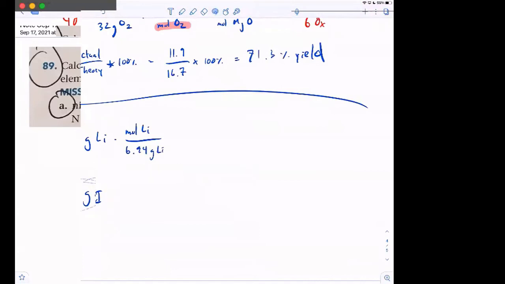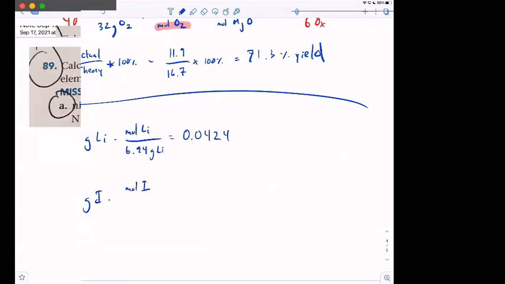So who's got the calculator? We'll do this as a class. Who's got a calculator handy? What's 0.294 divided by 6.94? 0.042. How many decimal points do you want? 3. 0.042. One more. That's 3 sig figs. Okay.